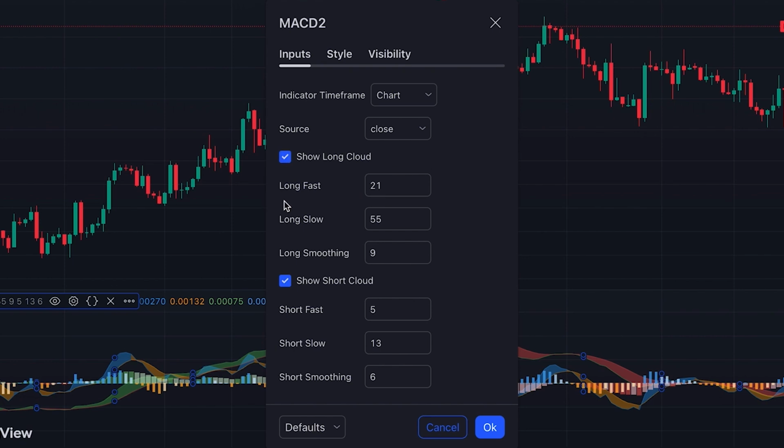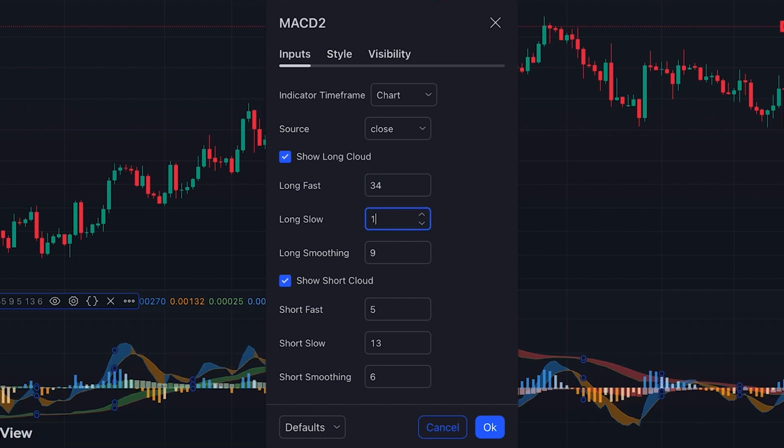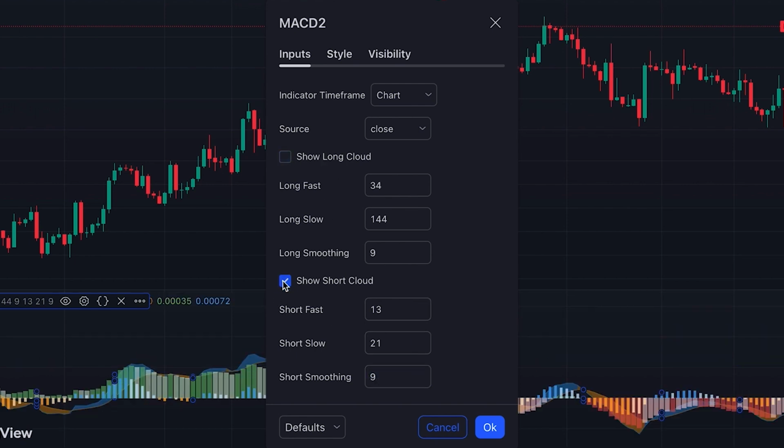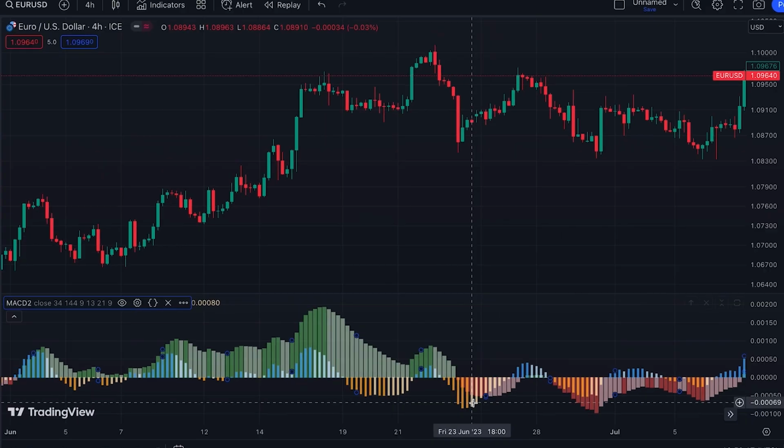For the long MACD, here for the fast length we set it at 34, and here for the slow length we set it at 144, and for the smoothing 9 is fine. And for the short MACD, for the fast length we set it at 13, and for the slow length we set it at 21, and for the smoothing we set it at 9. And we remove long cloud and short cloud because we don't need them in this strategy.